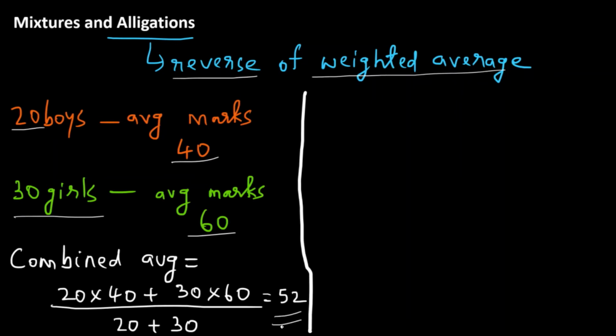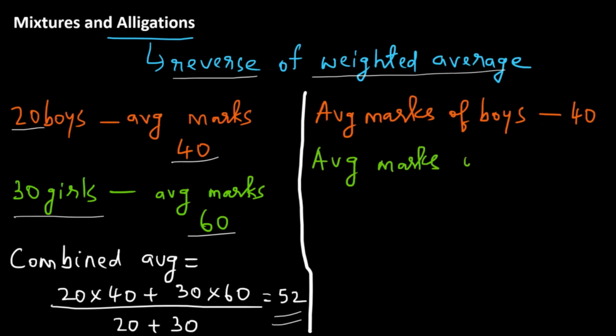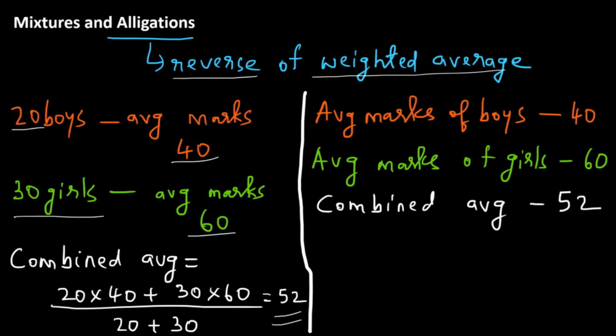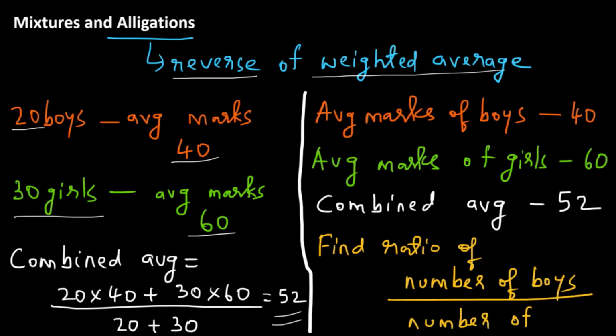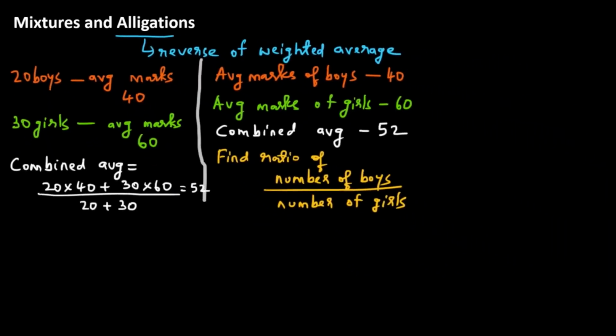Now say that in the question it was given that the average marks of boys is 40, alright, and it's mentioned that the average marks of girls is 60, and it's mentioned that the combined average is 52, and you're asked to find the ratio of the number of boys to the number of girls. This is where allegations come into picture. Let's see how to solve these type of questions.